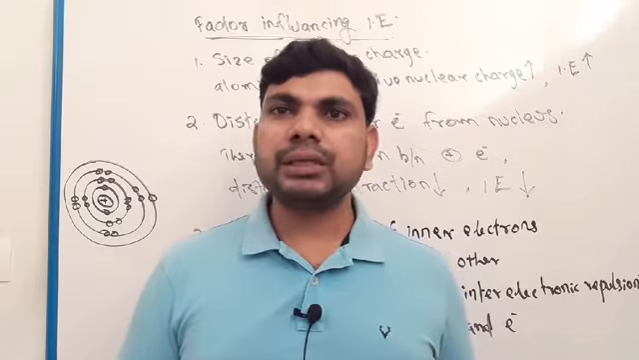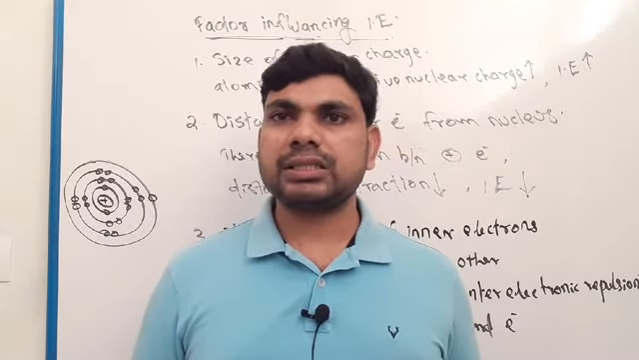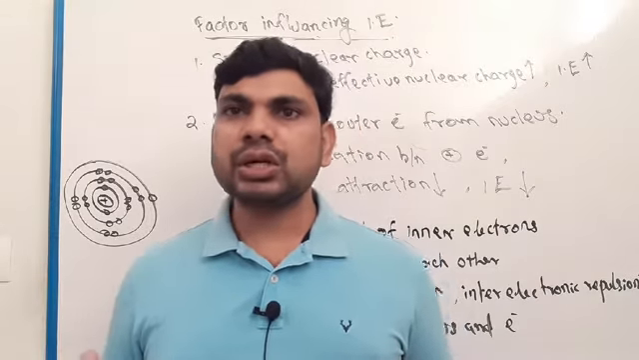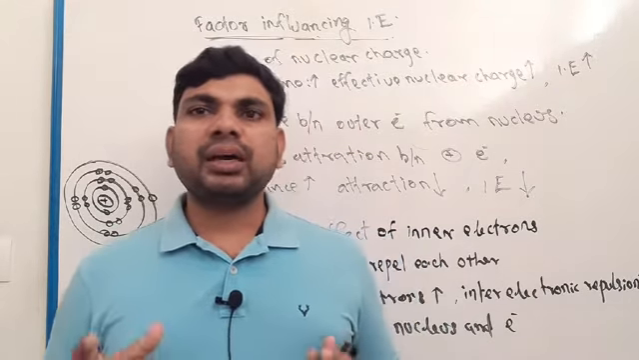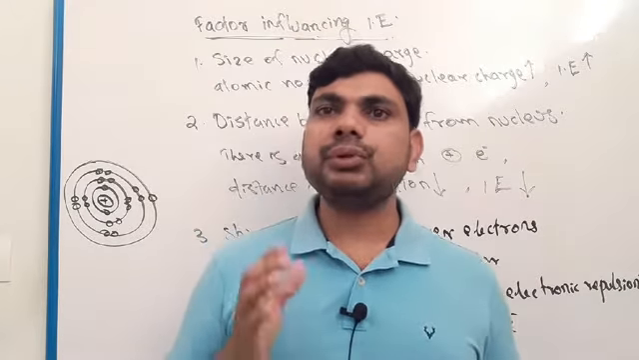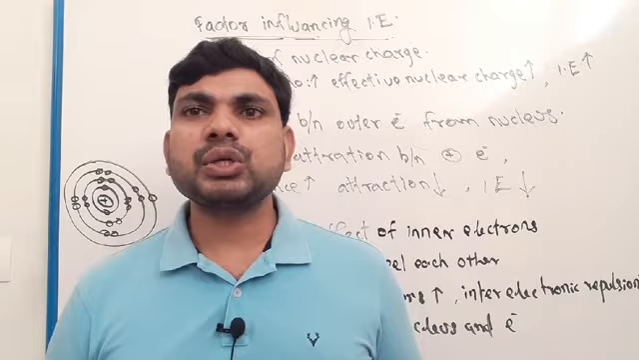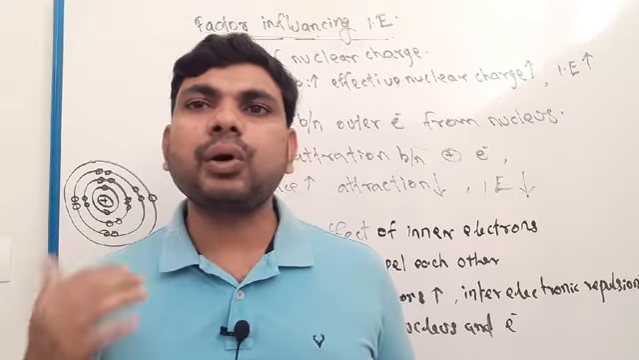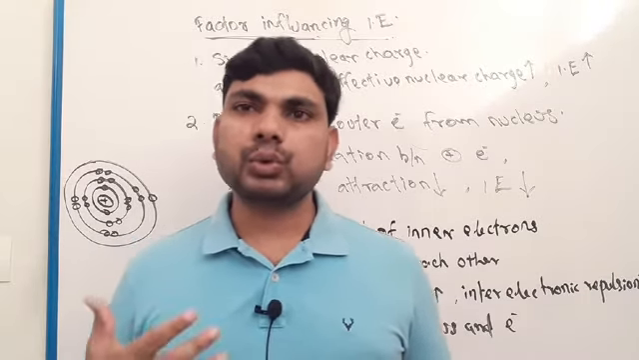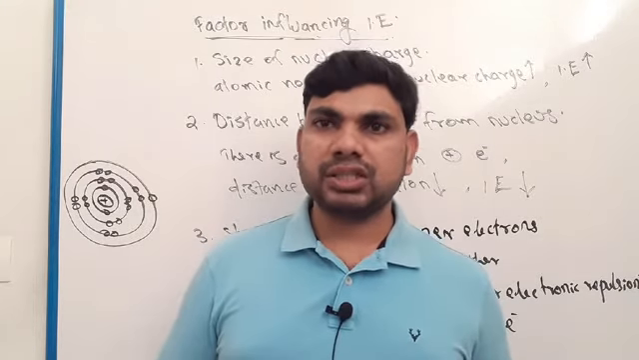So the attraction between the nucleus and the outer shell electron increases. The nucleus has positive charge, electrons have negative charge. So when effective nuclear charge increases, the attraction between the nucleus and outer shell electrons increases, so we have to give much more energy to remove the outer shell electron. That is effective nuclear charge.